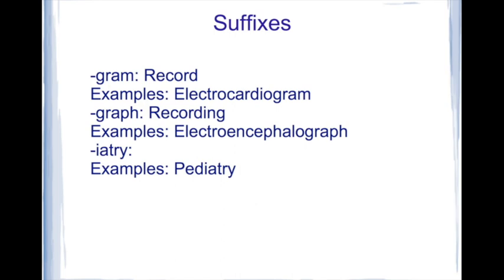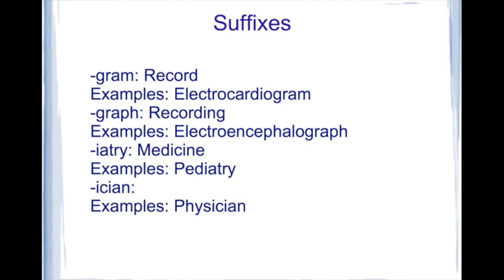Iatry, like pediatry. So pediatry is a form of medicine, right? So you see iatry on the end of something that refers to some sort of medicine. Podiatry, the same thing, right? It's foot medicine, basically. Ician, like physician. Musician is another example. A physician is somebody that is a specialist. So a musician is somebody that specializes in music. A physician specializes in physiology.